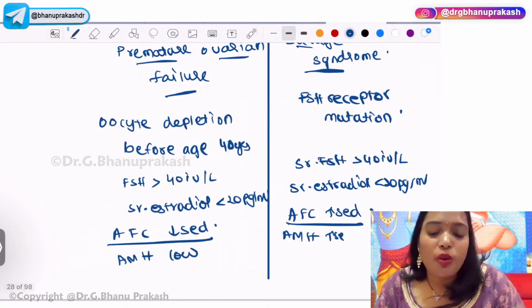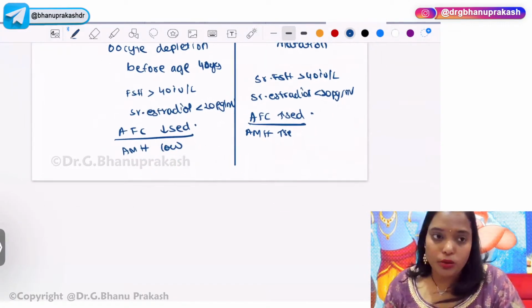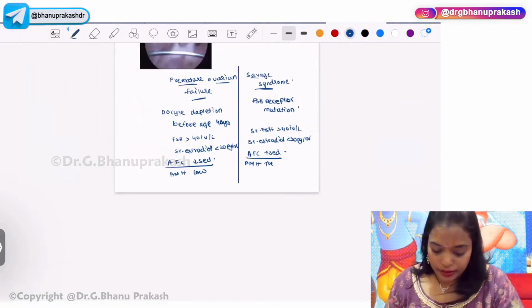Both of them you have to go for IVF with donor oocytes.